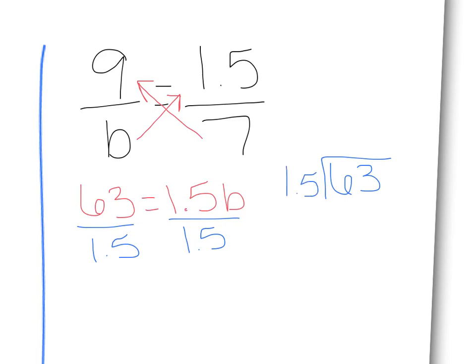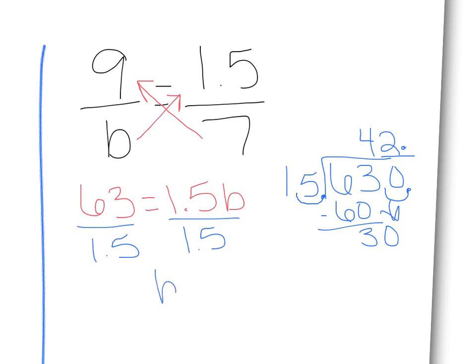Okay, whenever we're dividing decimals, just a quick reminder, we need to move our decimal over. And if I move it over one place on the outside, I've got to move it over one place on the inside. Kick that decimal on up, and I'm ready to start dividing. Now I know 15 will go into 63 4 times. 15 times 4 gives me 60. And 15 will go into 30 2 times. So we end up with b equals 42.